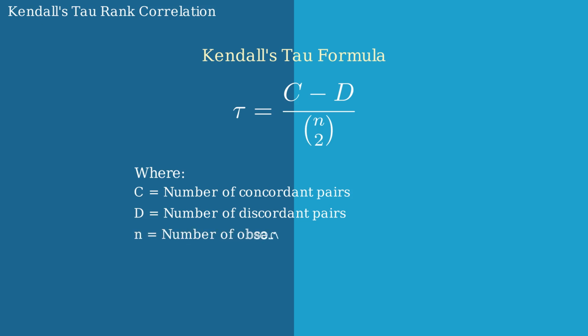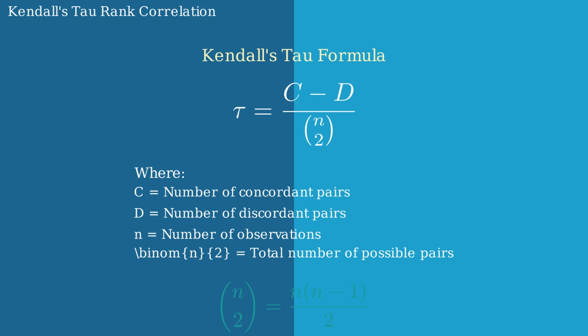N is the number of observations, and the denominator represents the total number of possible pairs, which equals n times (n minus 1) divided by 2. Like other correlation coefficients, Kendall's tau ranges from -1, indicating perfect disagreement, to +1, indicating perfect agreement.